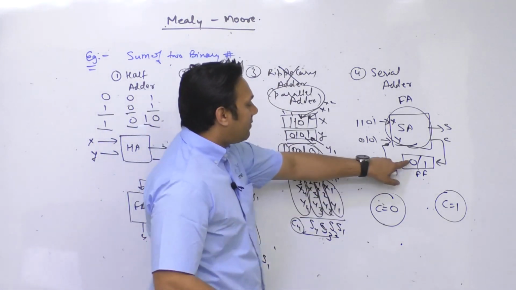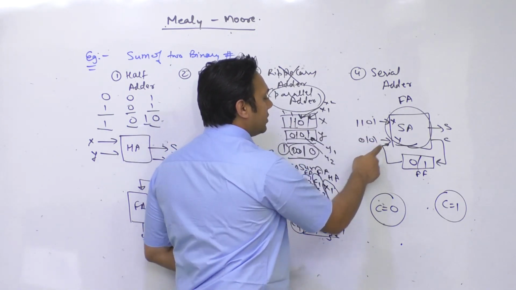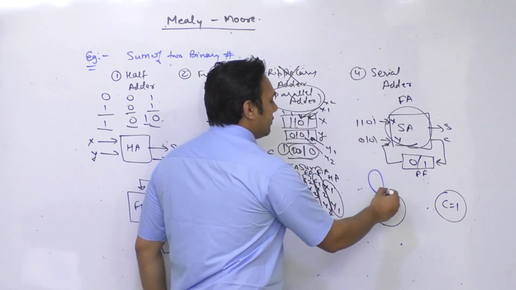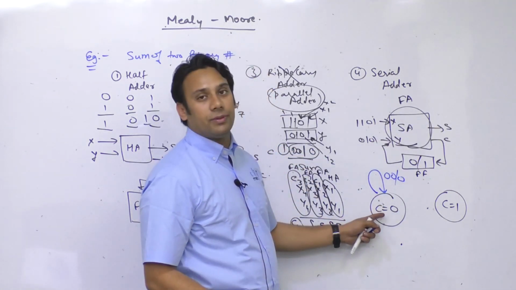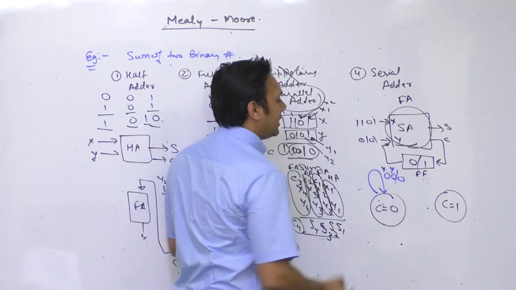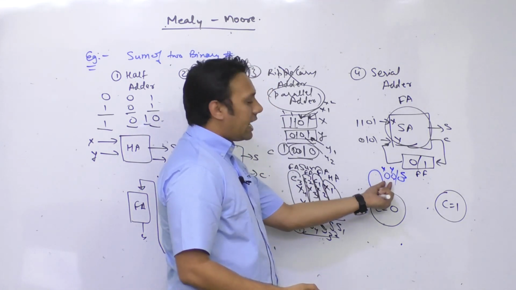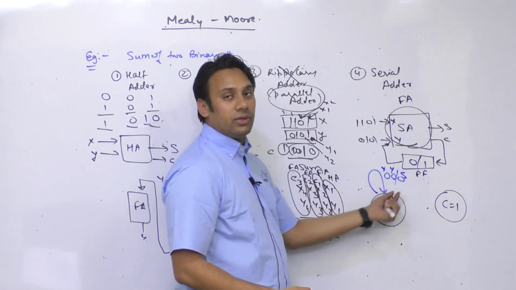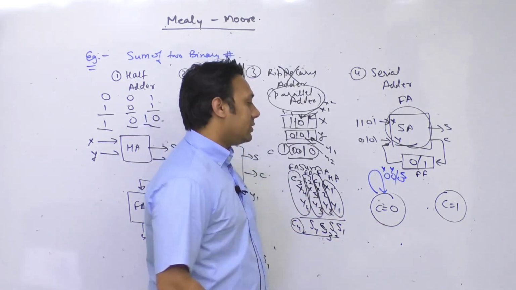So if this flip-flop stores a carry 0, and we are giving these two bits as 0 and 0, then if you add 0 and 0, the sum will be 0 and no carry will be produced. So it is showing this is the bit which is x, this is the bit which is y, and this is the sum, and then we are telling that if you add 0 plus 0, then the sum will be 0 and again the carry will be 0. It is showing that already there is a carry 0.